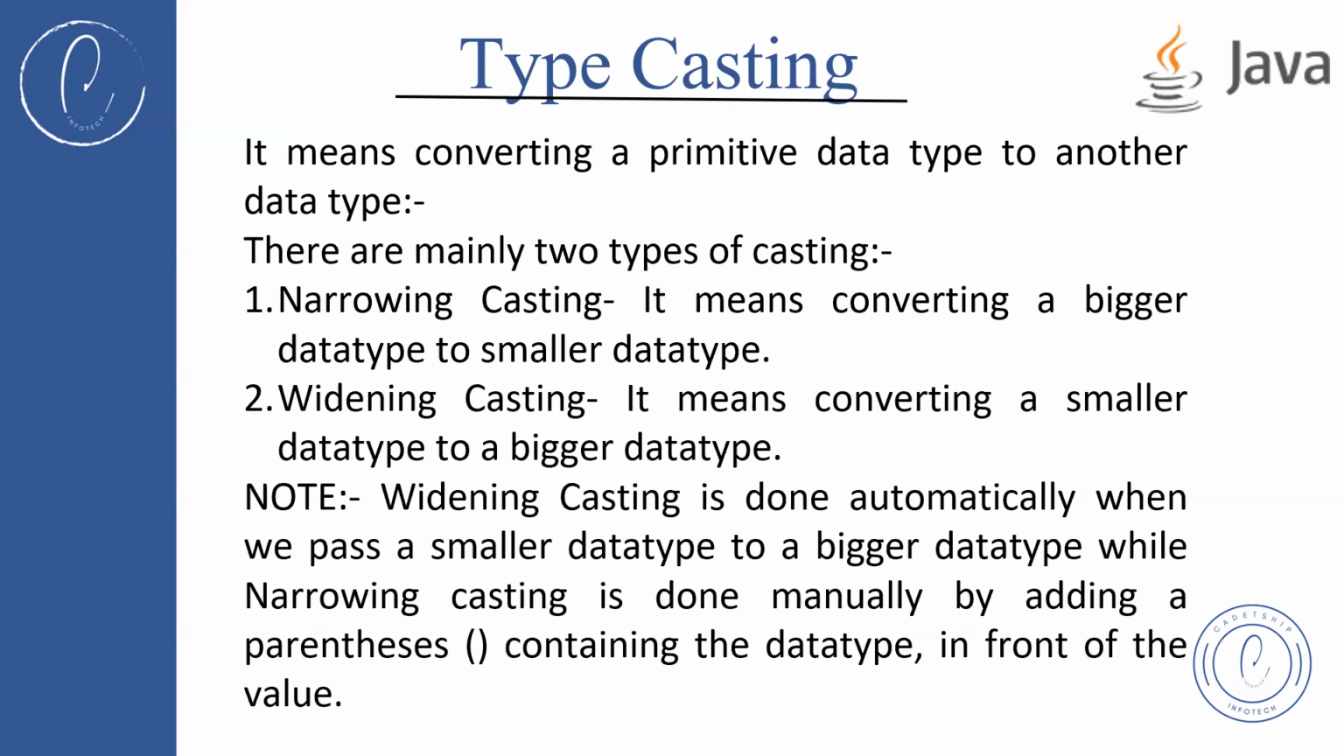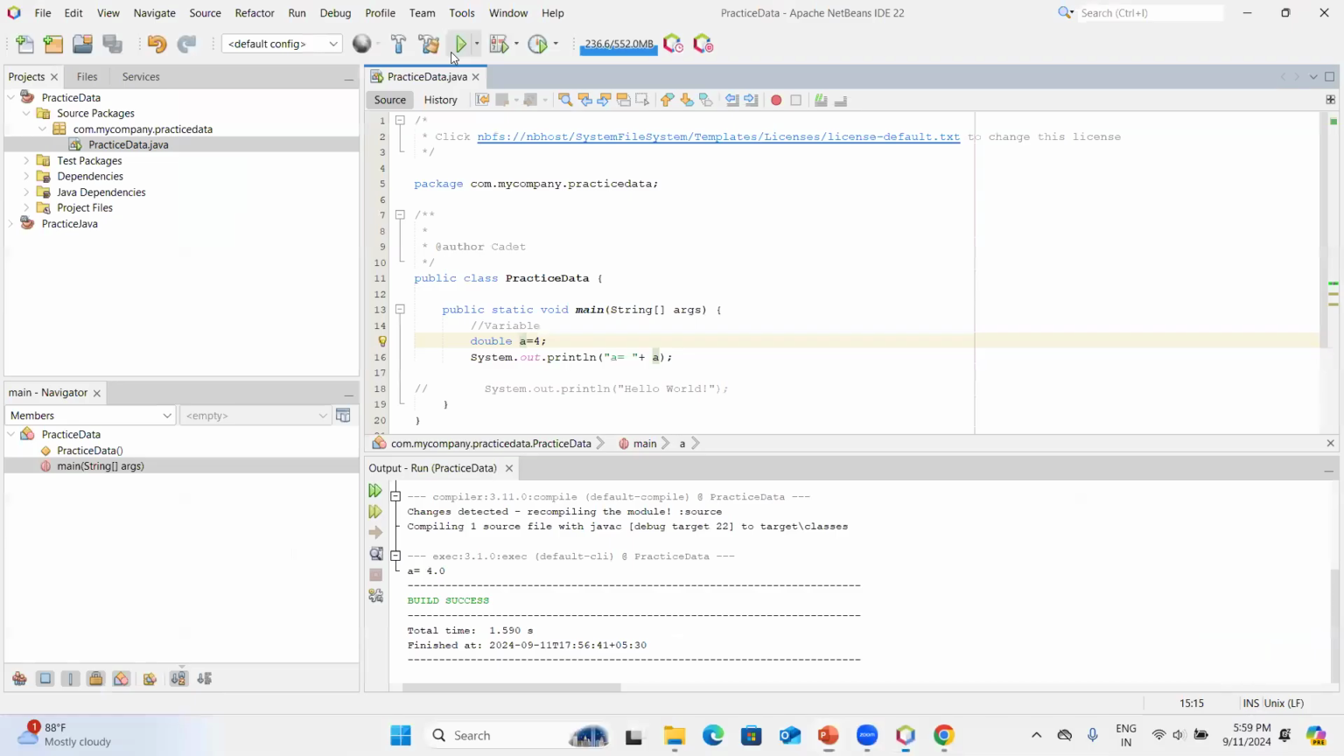There is something to note here. Widening casting is done automatically when we pass a smaller data type to a bigger data type. But narrowing casting is done manually, by adding parentheses containing the data type in front of the value. Now we'll see a practical example of typecasting.